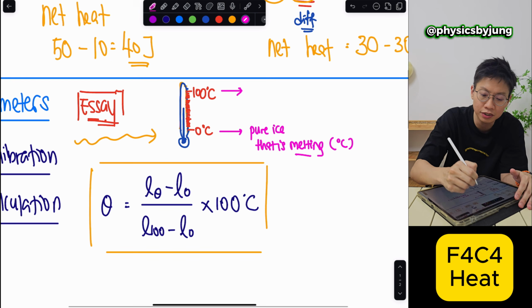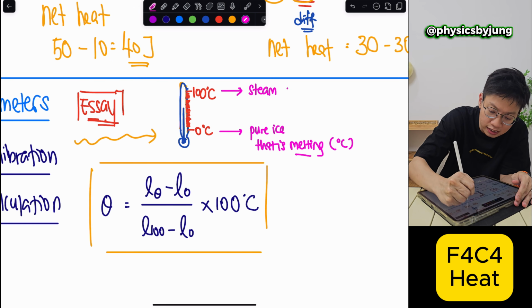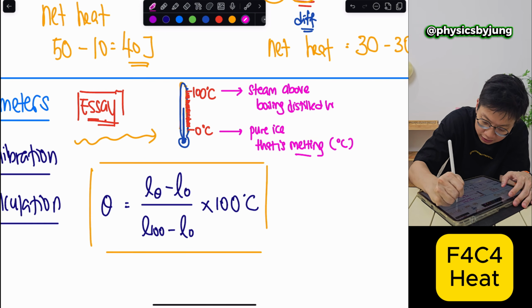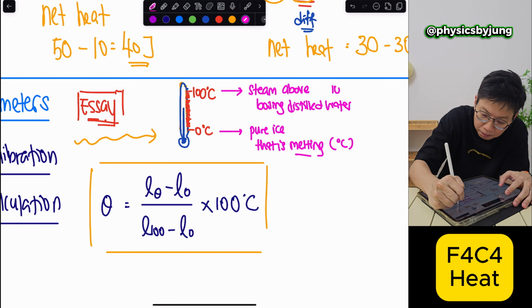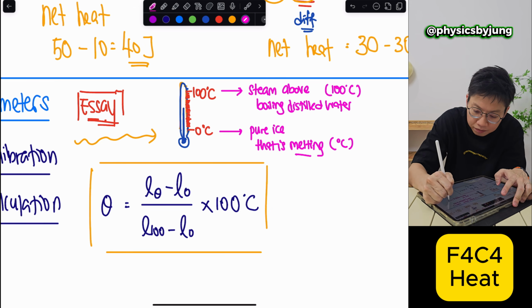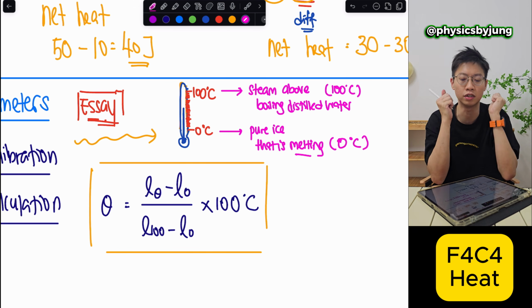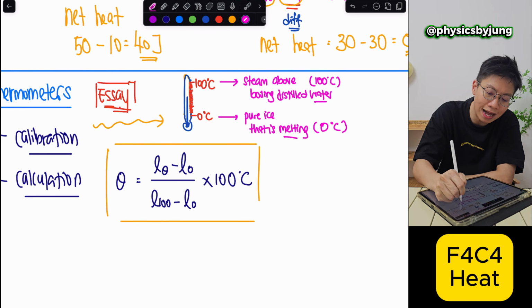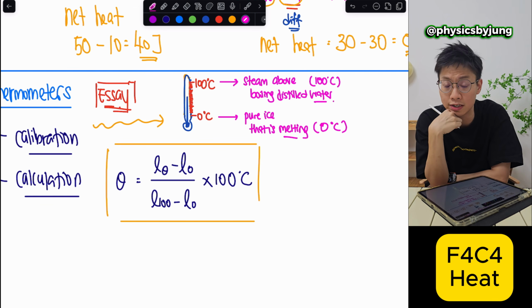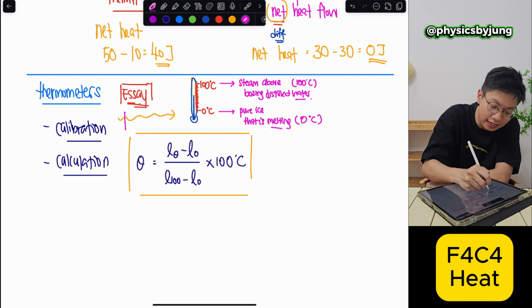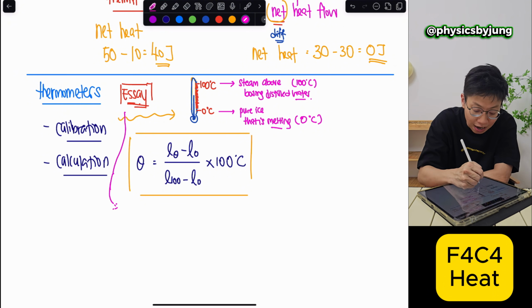Then what about the 100 degrees Celsius? You have to immerse it into steam above boiling pure water, or you can just say boiling distilled water. Some teachers even want you to add at atmospheric pressure. So there you go. You need to know how to find the 100 and 0 degrees Celsius. So calibration is very important. I say it's not so trendy, but it doesn't mean it will not come out.